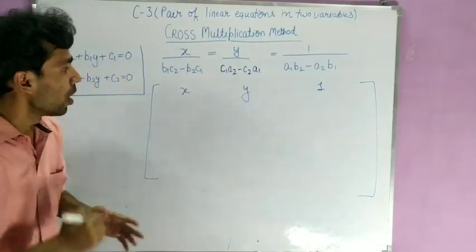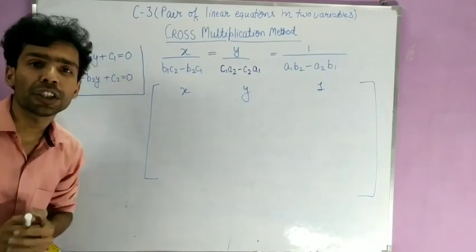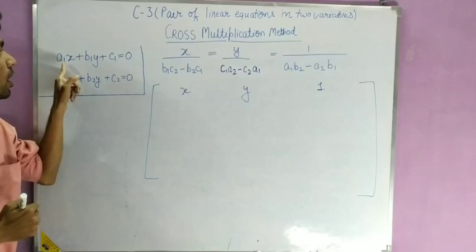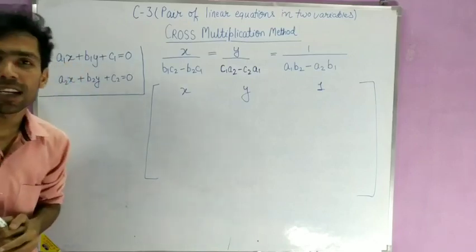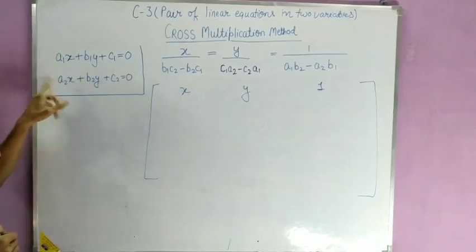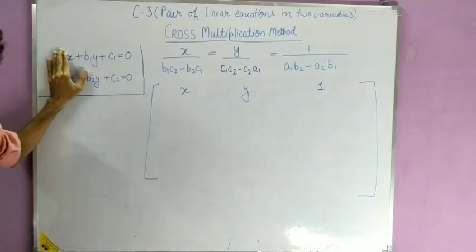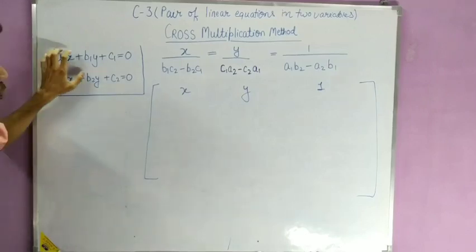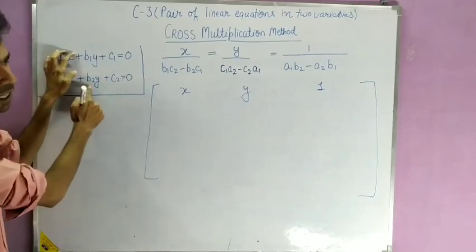Now see, in both the equations, what is the coefficient of x? By seeing the equations, we can say the coefficient of x is a1 a2. So you will ignore that part. When you ignore that part, what coefficients are left? The coefficients left will be b1 b2 and c1 c2.